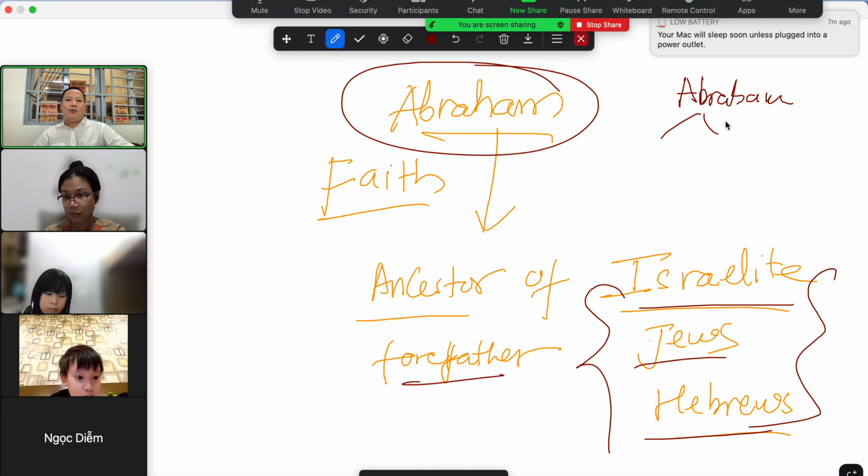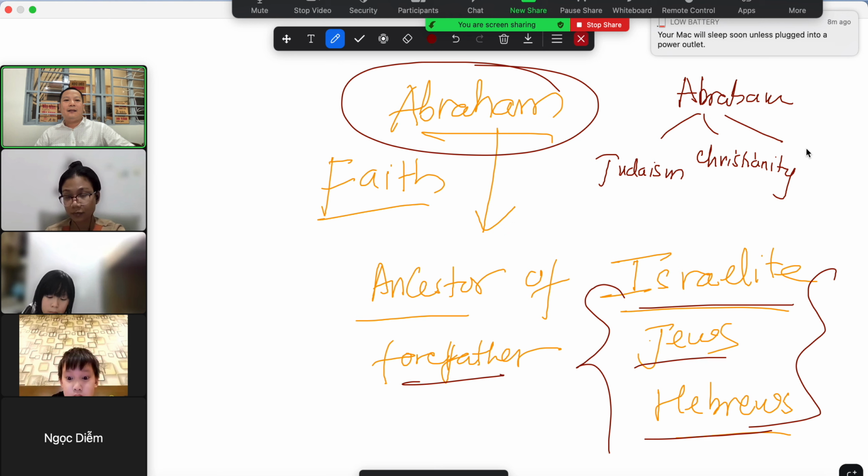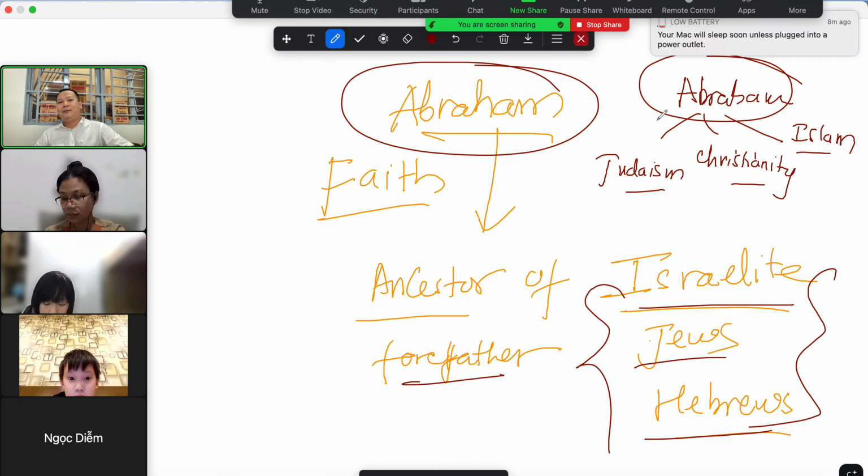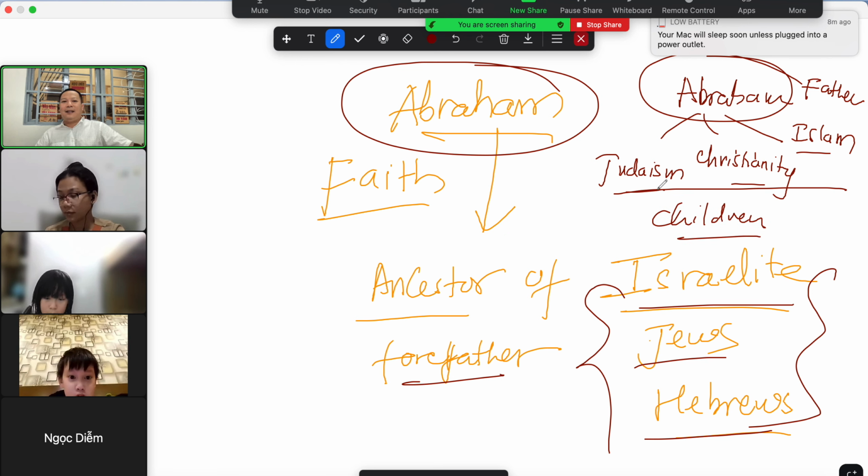From Abraham, in this world there are three religions: Judaism, Christianity, and Islam. Okay, so they all come from Abraham. You can say Abraham is their father. And now here are the children.